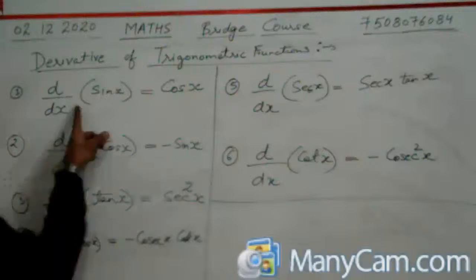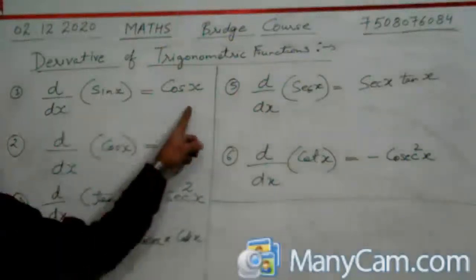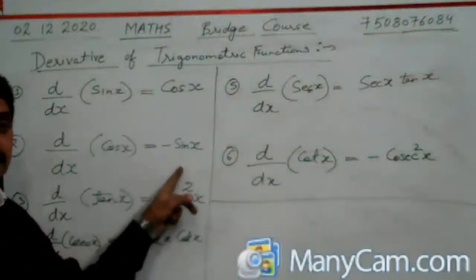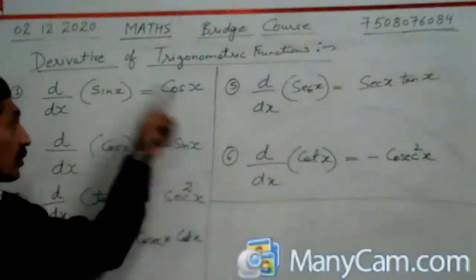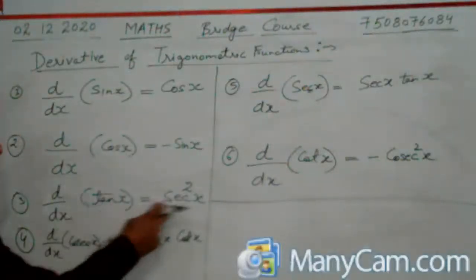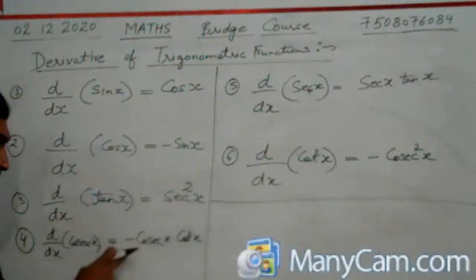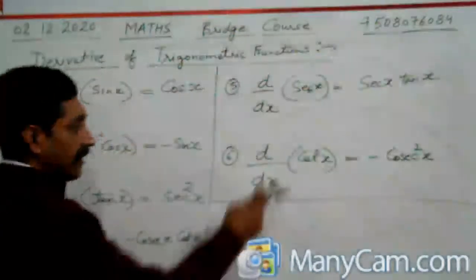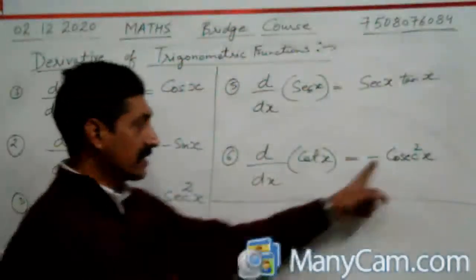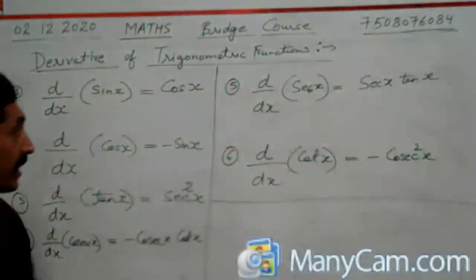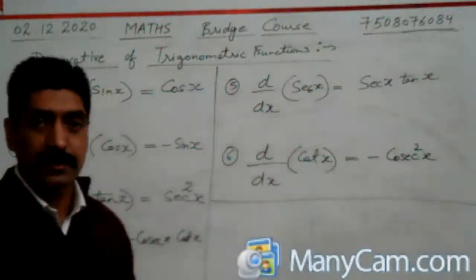Derivative of sin x is cosine of x. Derivative of cosine of x is minus sine x. Derivative of tangent x is secant square x. Cosecant x gives minus cosecant x cotangent x. And secant x gives secant x tangent x. And the derivative of cotangent x is minus cosecant square x. So these are some trigonometric functions.